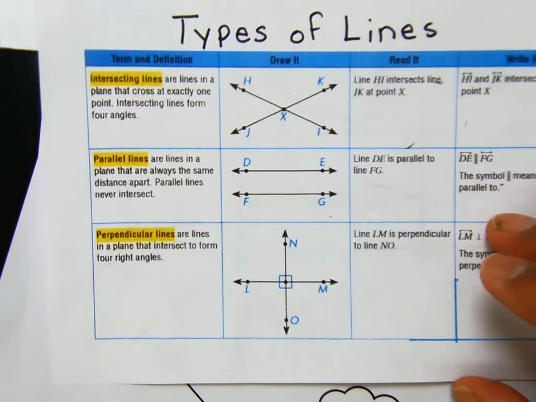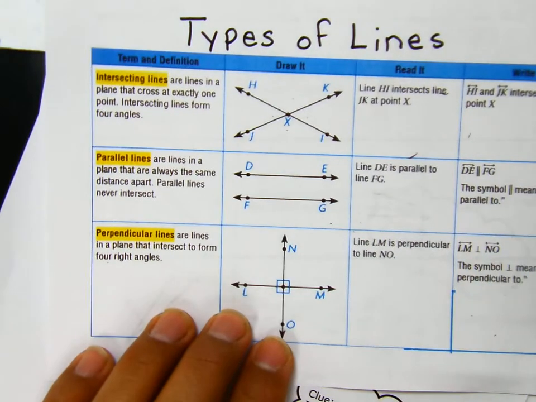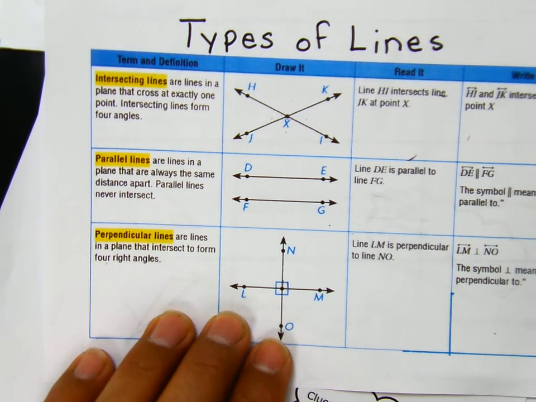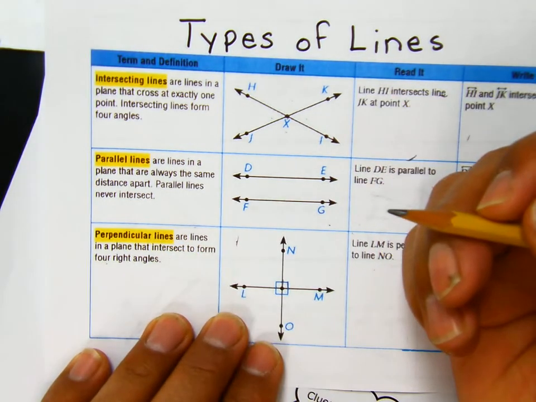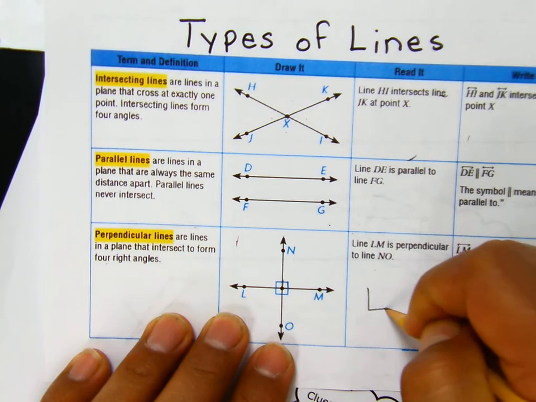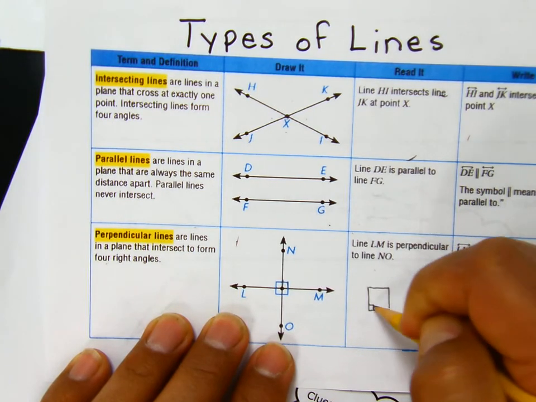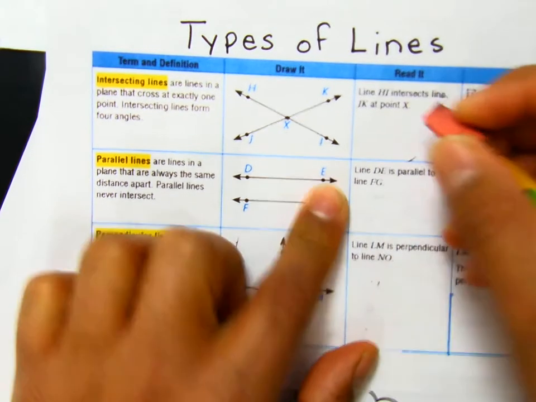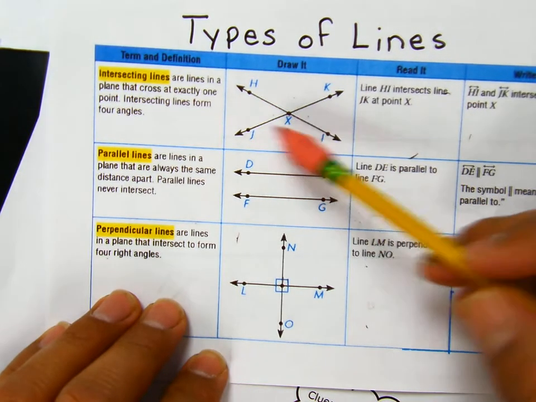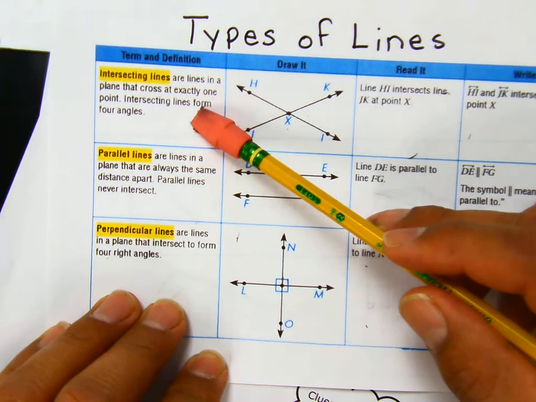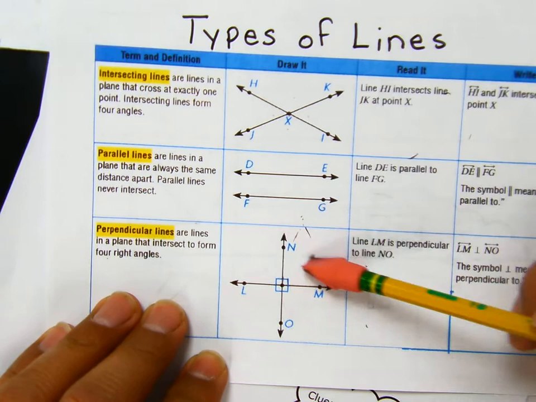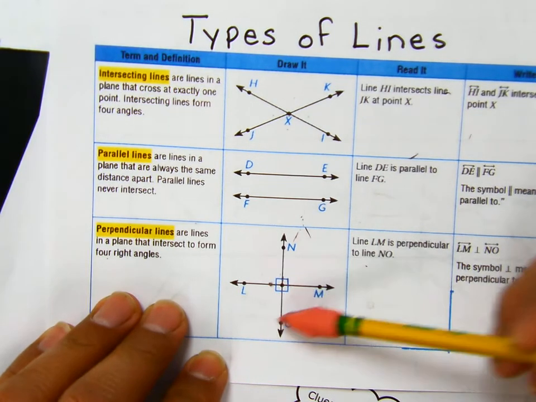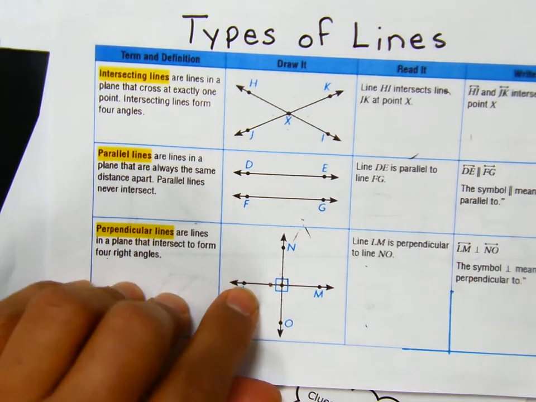Perpendicular lines are lines in a plane that intersect to form four right angles. So they have to have four right angles. They have to make right angles. Sometimes we'll see them that way. Sometimes we might see them this way, like in a square. That's perpendicular lines right here because they form a right angle. Intersecting lines are lines that cross and form four angles, not necessarily right angles. Perpendicular lines intersect and they form right angles. This one's particular about the angles they create. So this creates four right angles.